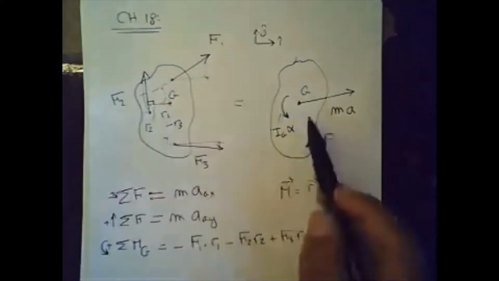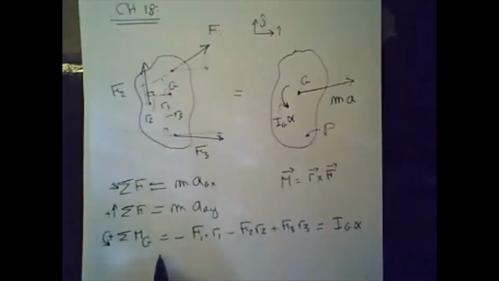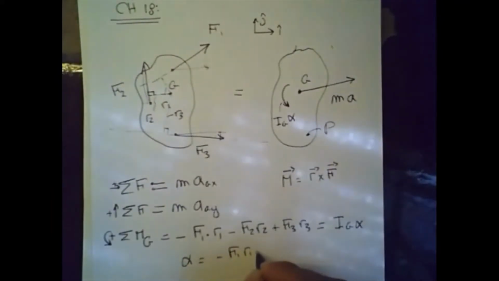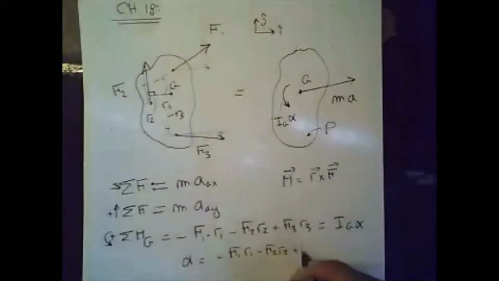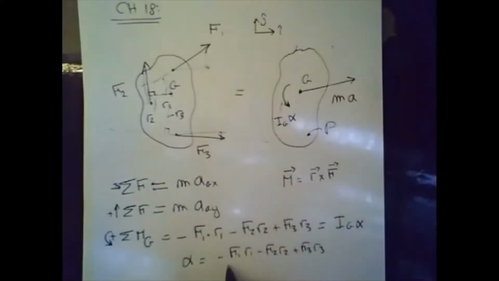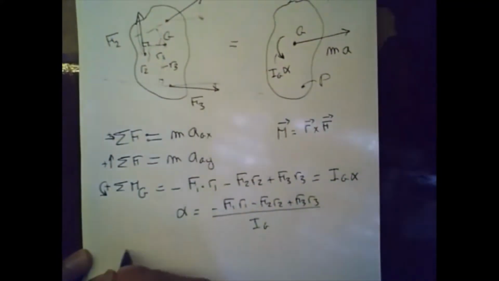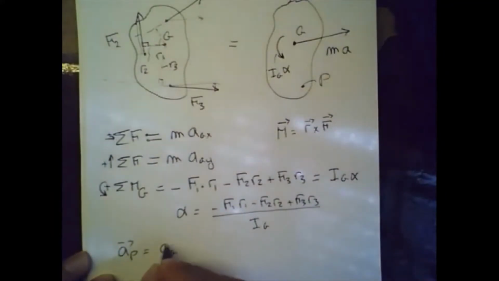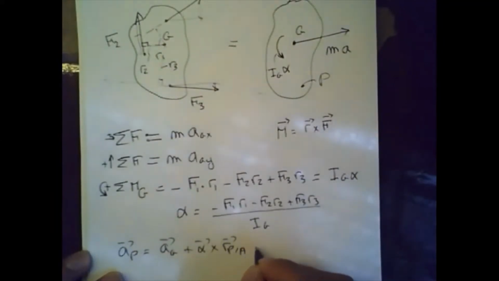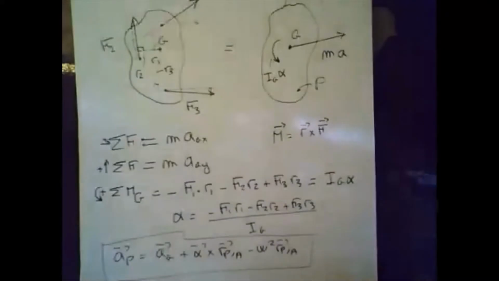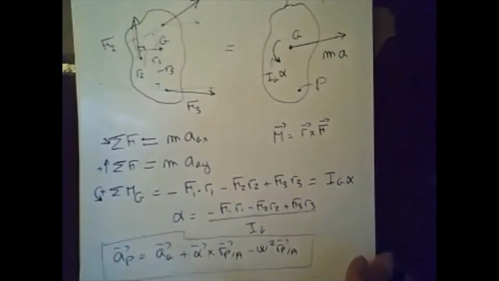So the forces will give me the acceleration of this point A, and here I can get alpha. Alpha in this case is going to be minus F1 R1 minus F2 R2 plus F3 R3, divided by IG, and we are going to look at IG in a second. Now I can find the acceleration of point P: it is equal to AG plus alpha cross RP with respect to A, minus omega squared RP with respect to A, etc. So this is really the idea of this topic.